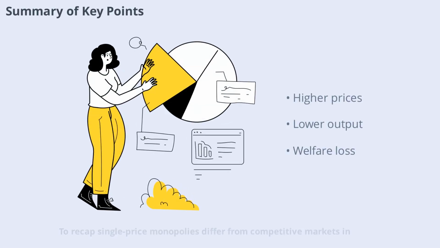To recap, single-price monopolies differ from competitive markets in their ability to set prices and restrict output. This leads to higher prices, lower consumer surplus and deadweight loss, and overall reduction in economic welfare. Understanding these differences is essential for evaluating the role of monopolies in the economy and the importance of regulation.